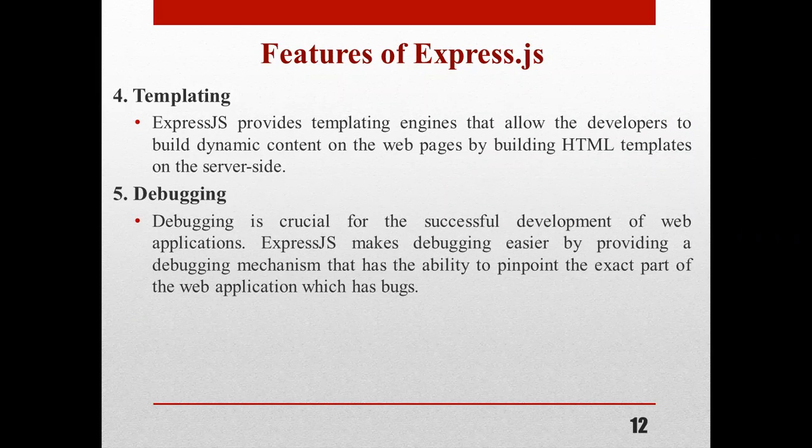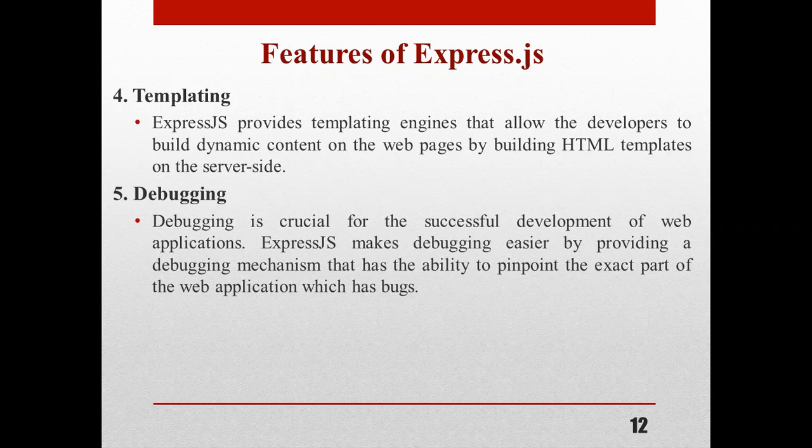Then the next feature is templating. We can use already available templates or dynamic content for web pages by building HTML templates on the server side. That is, Express.js provides templating engines that allow developers to build dynamic content on web pages by building HTML templates on the server side.